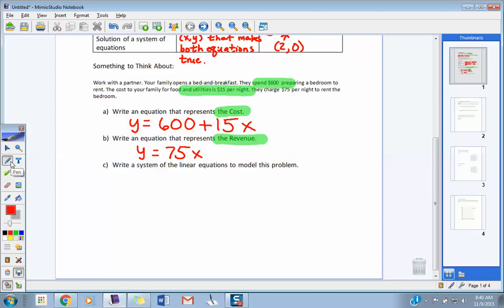Well, part C says write a system of linear equations to model this problem. How many equations to a system? 2. How many unknowns? 2. Haven't I kind of already written both of these? Wouldn't the system just be both of these put together now? This is my cost function, 600 plus 15x. There's the first equation. Second equation I wrote. There it is.